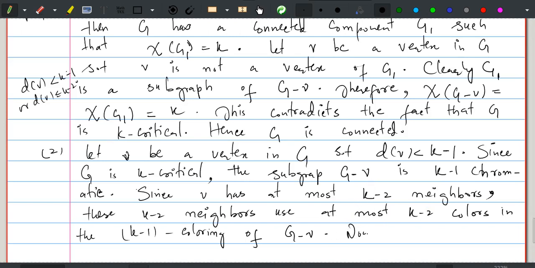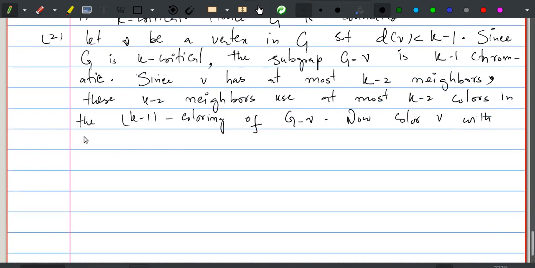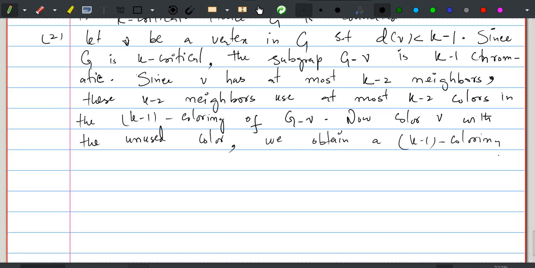Color v with the unused color. And now once we color vertex v with the unused color, we obtain a k minus 1 coloring of G. So this is a contradiction, since G is k chromatic, i.e. the least number of colors that we use to color the vertices of G is exactly k, not k minus 1.